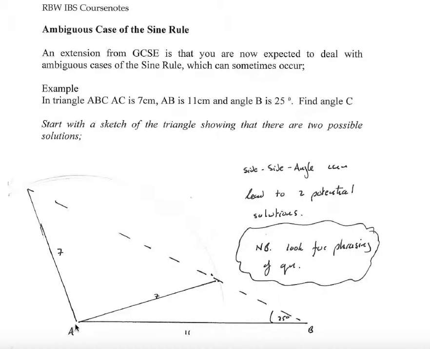Well, if you imagine putting a compass here, open at 7 centimeters, and drawing your arc, you can see there are two possible places where a 7 centimeter arc would meet a 25-degree angle coming off of the end of an 11 centimeter line. So we call it the ambiguous case of the sine rule, where there are two possible answers.